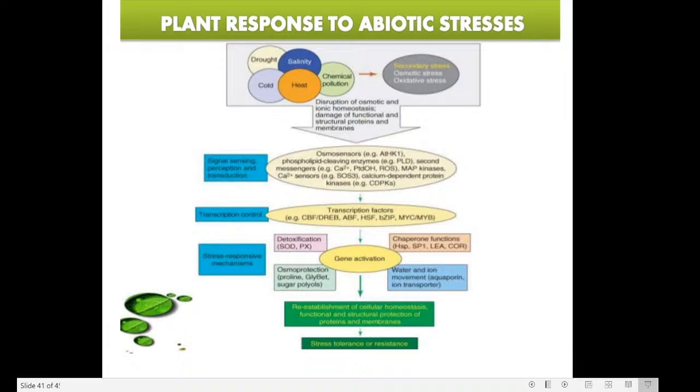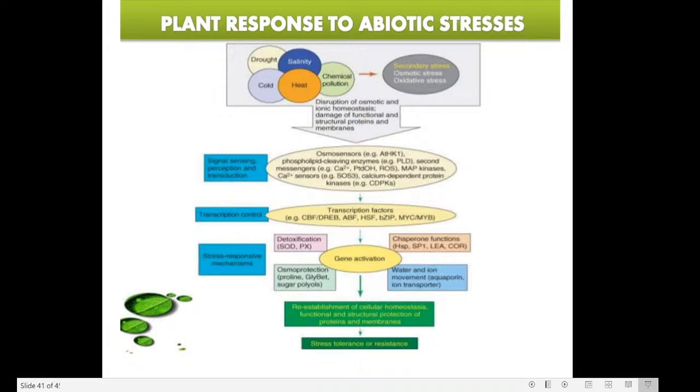Then stress. Many stresses are there. Stress itself makes plants produce some phytochemicals or stop the production of phytochemicals, that is, secondary metabolites. How does the stress happen? It may happen with heat, chemicals, salinity, or coldness, and all these things make a secondary stress. The primary stresses are chemicals, pollution, salinity, heat, cold, and drought. These all make a secondary stress called osmotic stress and oxidative stress.